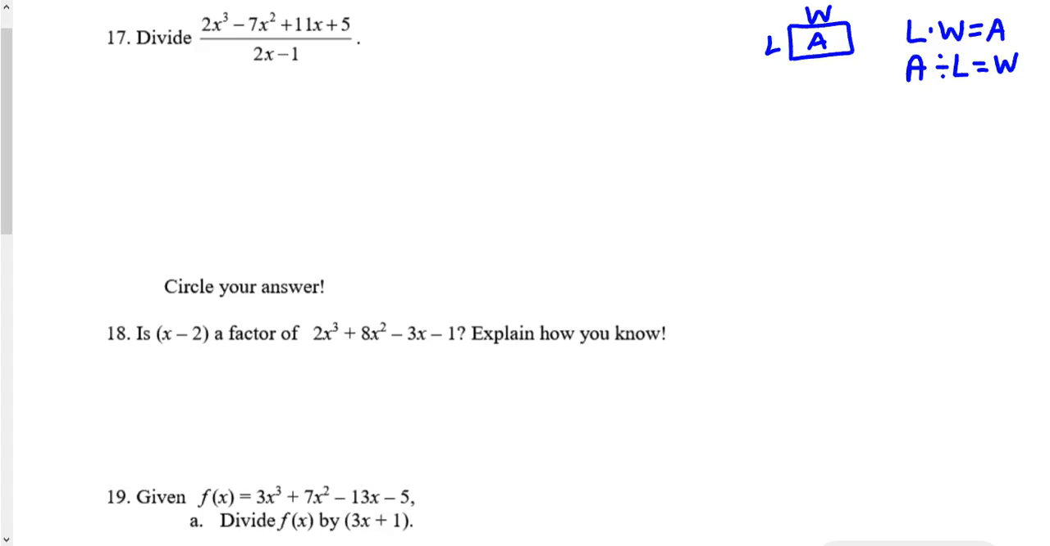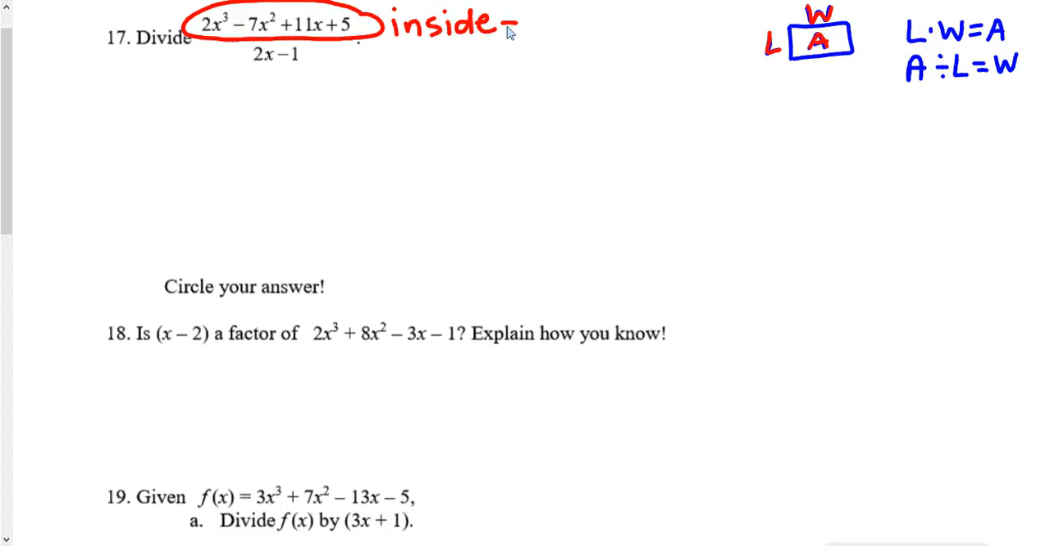All right, now I'm on to division for number 17. So I'm supposed to divide. I'm going to use my area model that I've put up here. If I have the length times the width of a rectangle, it's going to give me the inside, which is the area. So that's length times width equals area. I can rearrange that statement and turn it into a division problem by saying that the area divided by the length is equal to the width. So if I'm doing division, this is going to be my area or my inside.